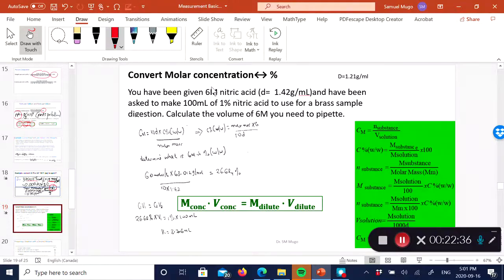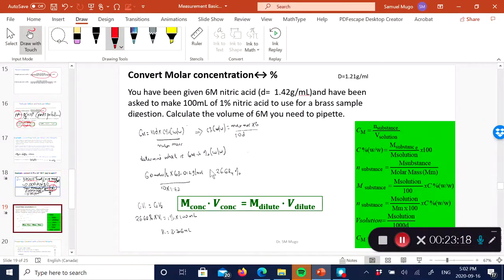So you need to convert this molar concentration into percent so that you can do the dilution. Maybe I'll show you a very simple formula for doing it, where this percent is equal to the molar mass times the molar concentration divided by 10 times the density in grams per mL. I've tried to derive that relationship here. So the 6 molar, you can convert it to percent just by substituting into that equation.